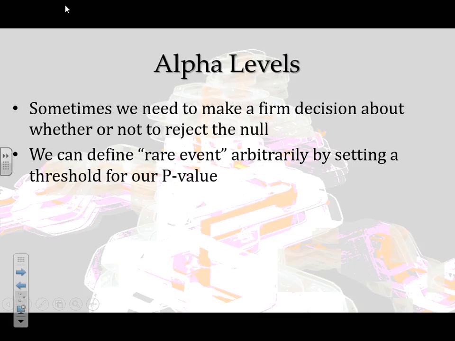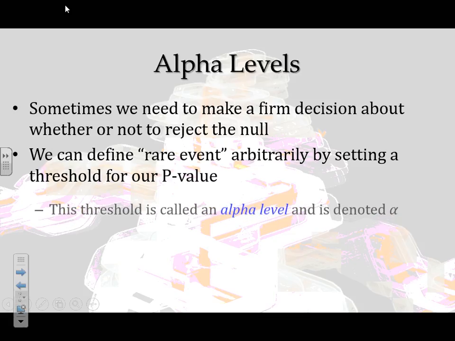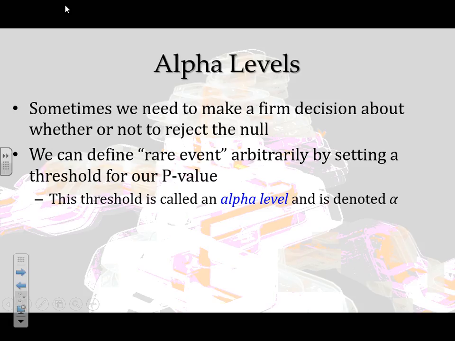Okay? So what we do is we create what we call alpha levels. You're going to pick a threshold for your probability. Okay? And we denote our alpha levels with the letter alpha. So, picking your alpha level.